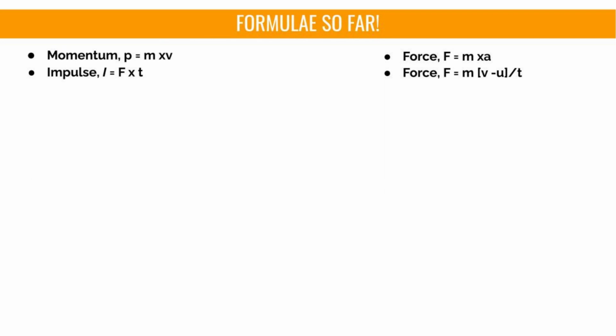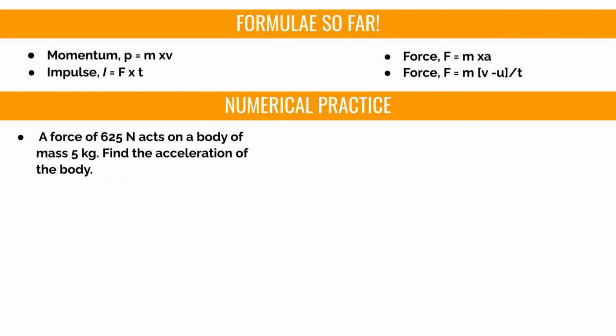Let's recall the mathematical expressions of momentum, second law of motion, and impulse, and learn how to apply them in solving numerical problems. A force of 625 N acts on a body of mass 25 kilograms. Find the acceleration of the body. F equals 625 N. m equals 25 kilograms. Acceleration a is to be found.